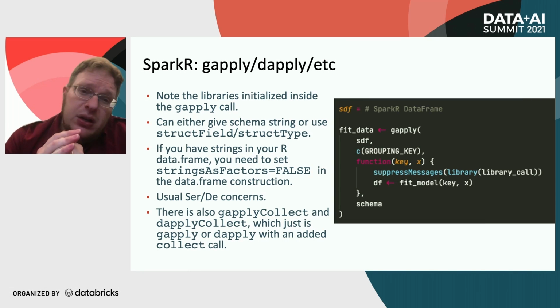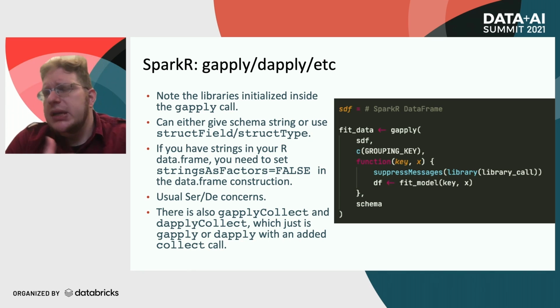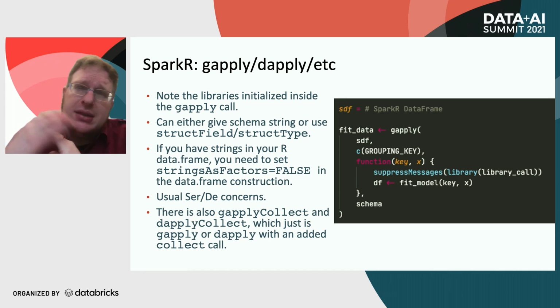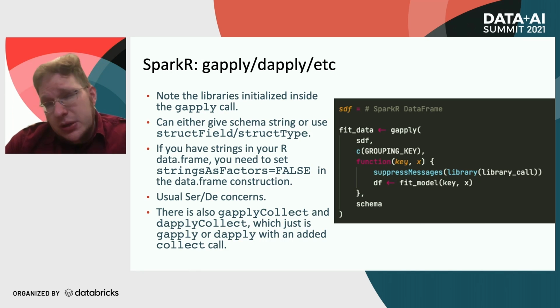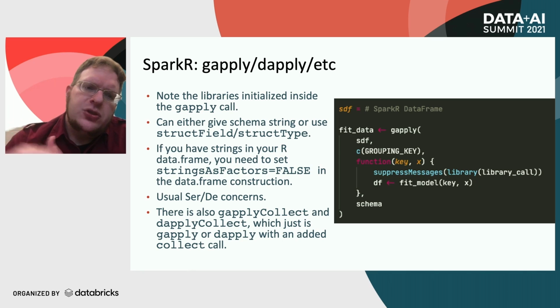Gapply, dapply, etc. are not terribly different from how you're handling things with Pandas UDFs, but there's a couple refinements I would like to point out here. First, with Pandas UDFs, I did my imports at the top of my script, at the top of my notebook, whereas here I'm actually doing my library calls, my imports, inside of the function. It doesn't pass in libraries as well as it does for Pandas UDFs. The schema is similar. You can give it a string, or you can look for struct field, struct type.